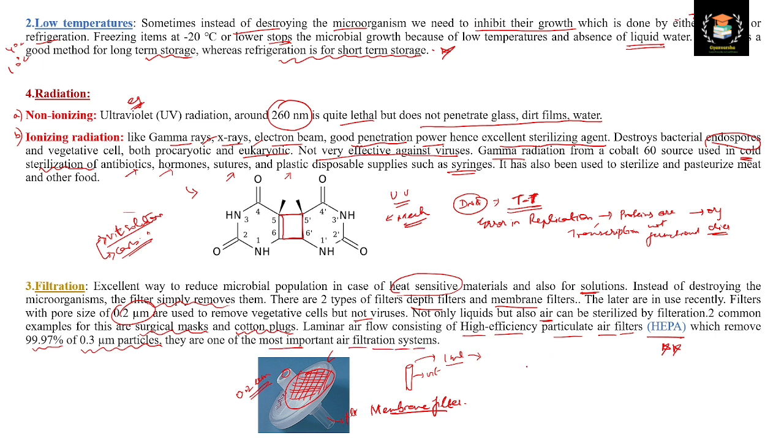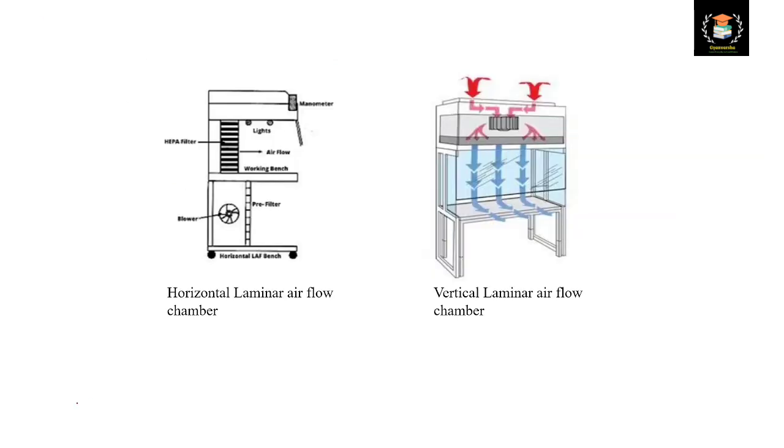So what are the different air filtration systems? One is your surgical mask, the other is your cotton plugs, and the third is your HEPA filters or laminar airflow. So, one is masks, two is cotton plugs, and the third is laminar airflow, which uses HEPA filters. So let's study a few things about the laminar airflow.